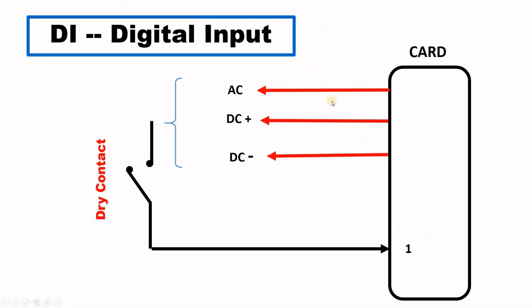You can look at it in a simple way. For the dry contact, your card will send an AC voltage or a DC voltage, the plus side or the minus side, and then the dry contact will return back this power which you fed to the dry contact.